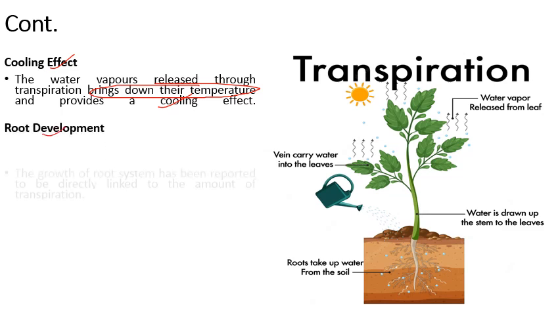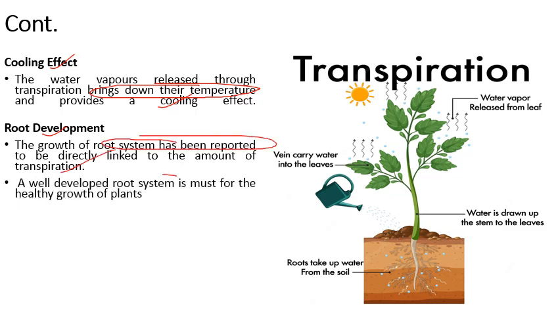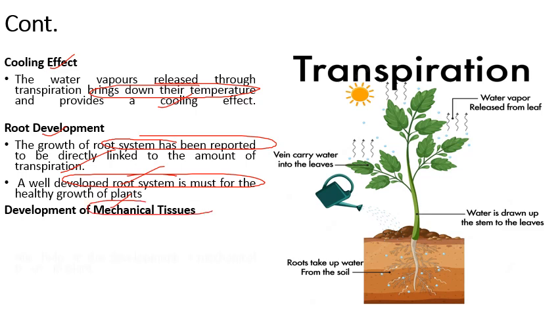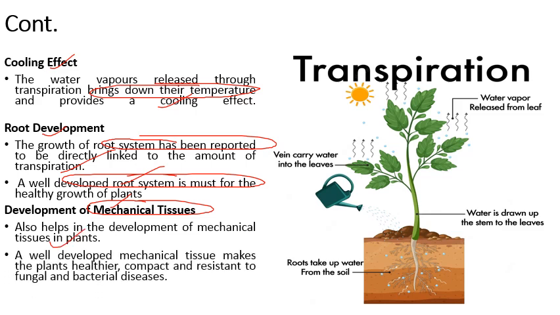The next is root development. The growth of the root system has been reported to be directly linked to the amount of transpiration. A well-developed root system is a must for healthy plant growth. The next important role is the development of mechanical tissue. Recent studies showed that transpiration also helps in the development of mechanical tissue in plants. Well-developed mechanical tissue makes the plant healthier, compact, and resistant to fungal and bacterial diseases.